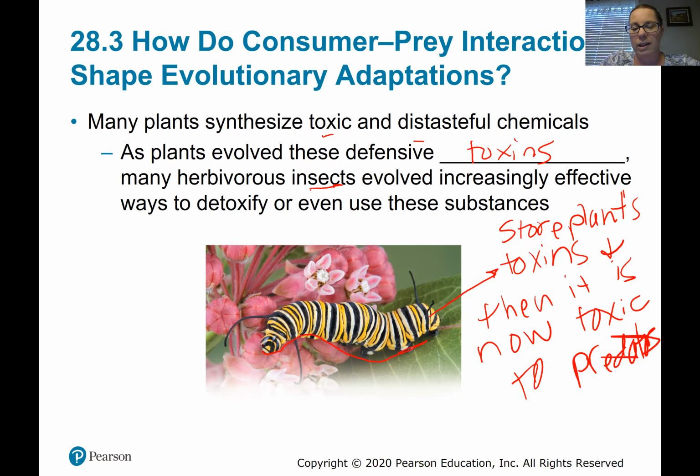And your book had pointed out, I thought this was kind of interesting, that there's at least one type of insect that eats or consumes every single type of toxic plant. So I guess I didn't explain that too well. So for every toxic plant, there's at least one insect that eats it.